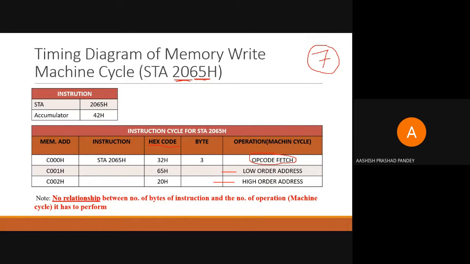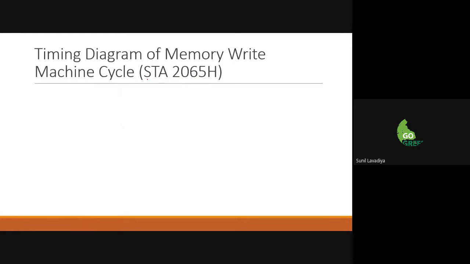Okay, let me erase everything and repeat the address part. In the question, it's written STA 2065, which means the data of the accumulator is transferred to this address. In our programming lab we have already learned this one. So the data of the accumulator is transferred to this address. So it's STA 2065.